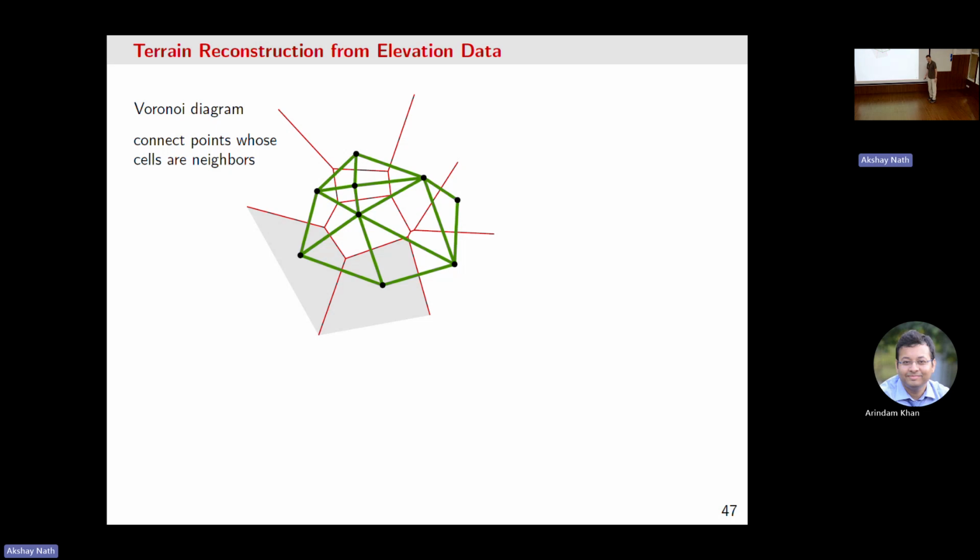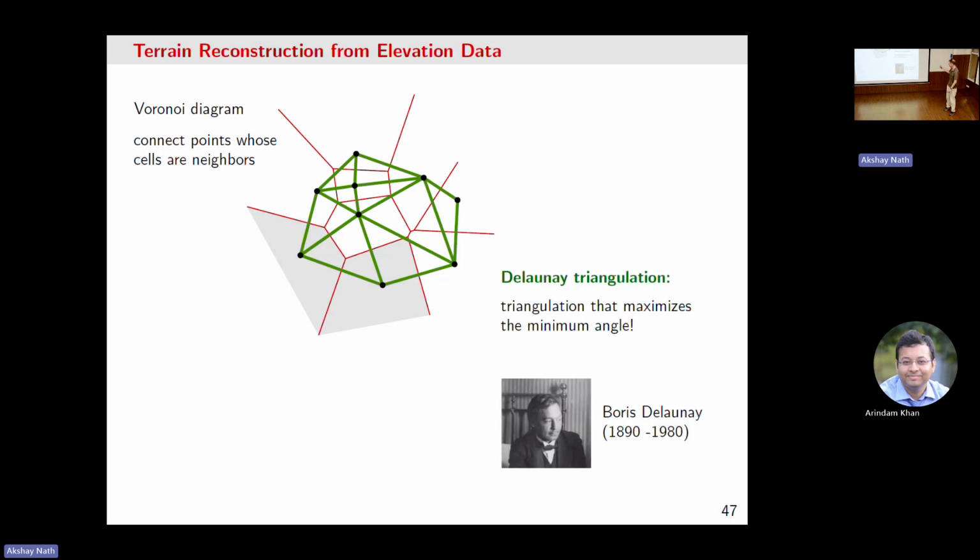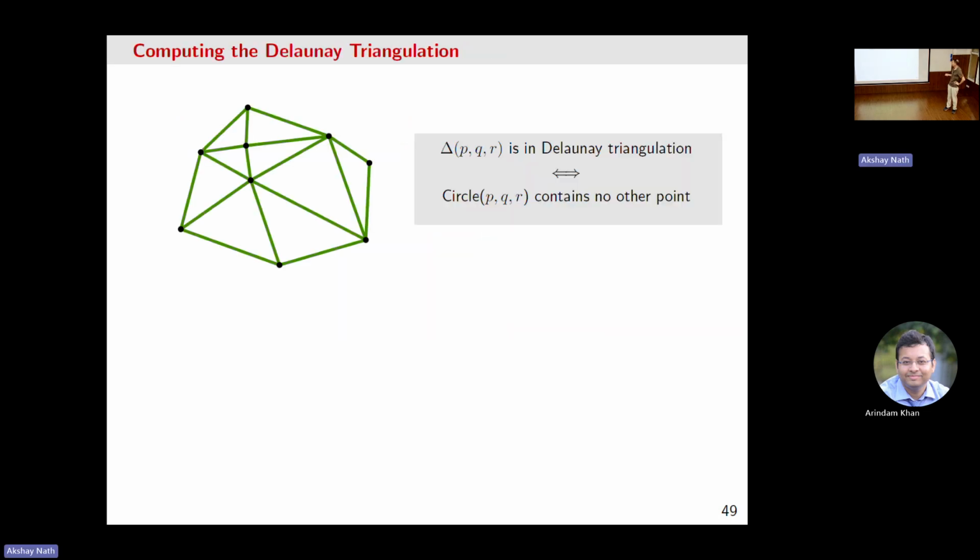So that means that if we could compute the Voronoi diagram, for instance, we can always also compute this triangulation that maximizes the minimum angle, which is called the Delaunay triangulation. And there's some other Russian mathematician here. Okay, so that's nice, and I guess all of you probably know that.